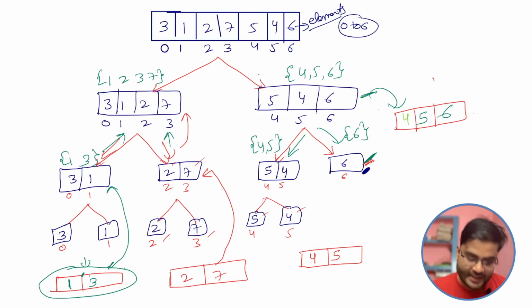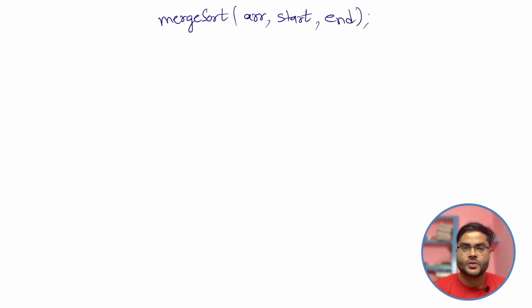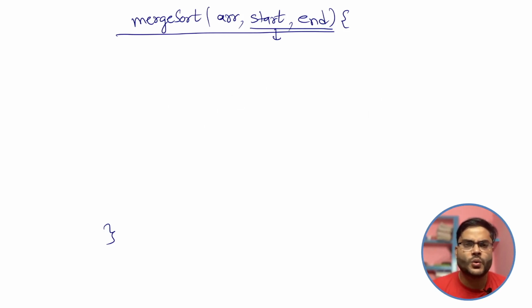So let's write our pseudocode. So our pseudocode is something like this. First we will call our merge sort from our main. Okay, so merge sort will have what? It will have our array, right? It will have our starting index, it will have our ending index. Okay, now inside this we will divide our elements. So I will call a recursive function for n by 2 and n by 2 elements. So first I will take a mid.